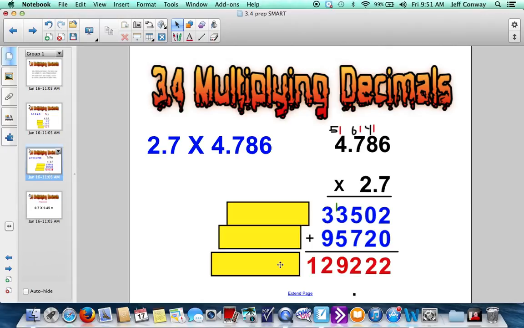As in the first question, I have to find out how many decimal places I'm going to have in my answer. My first number has 3 decimal places, 1, 2, 3. My second number has 1. 3 plus 1 is 4, so my answer has to have 4 decimal places. From the back, 1, 2, 3, 4. 4.786 times 2.7 is 12.9222.